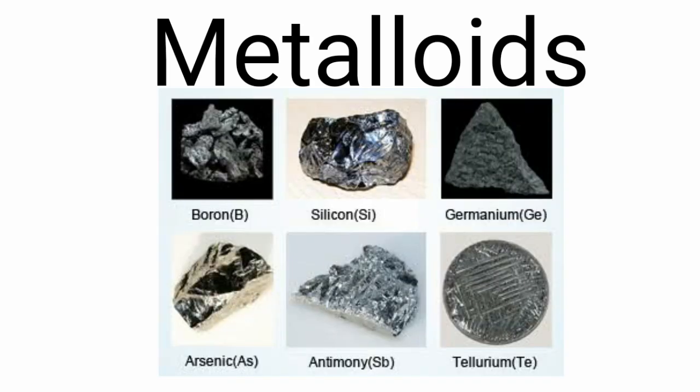Now you can also see them in the form of pictures. Number 1 is boron, number 2 is silicon, then germanium, arsenic, antimony, tellurium. So these are the metalloids and their properties are between metals and non-metals.